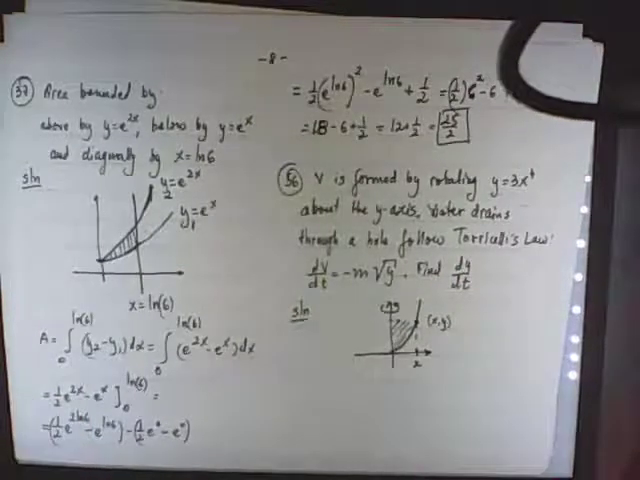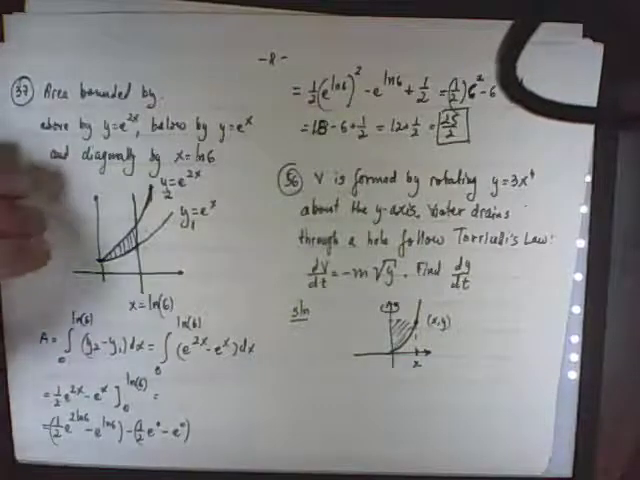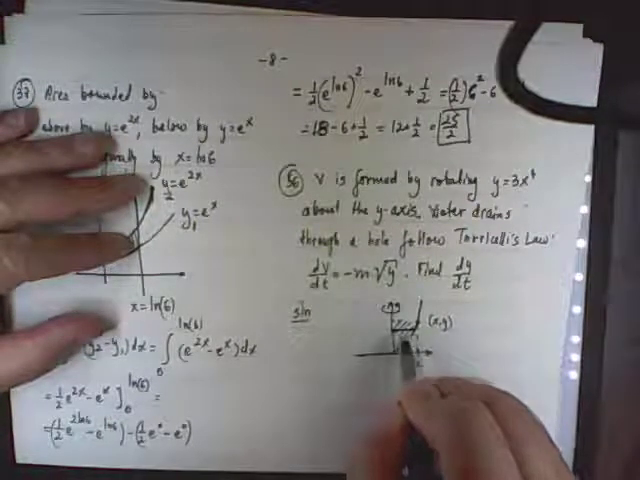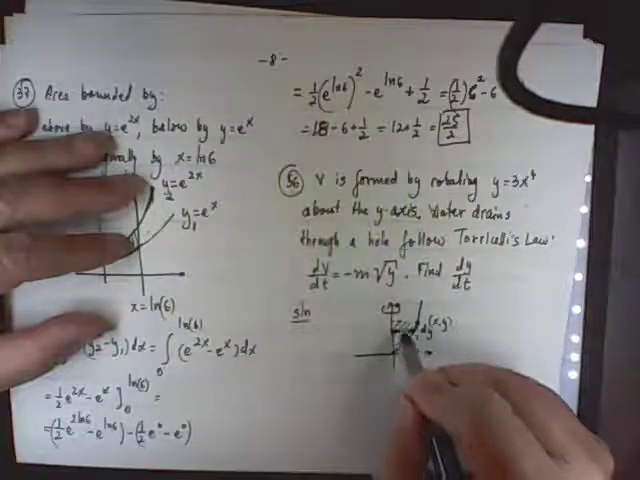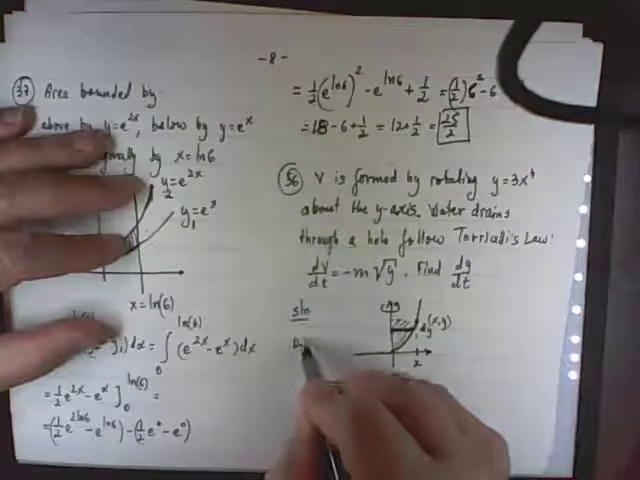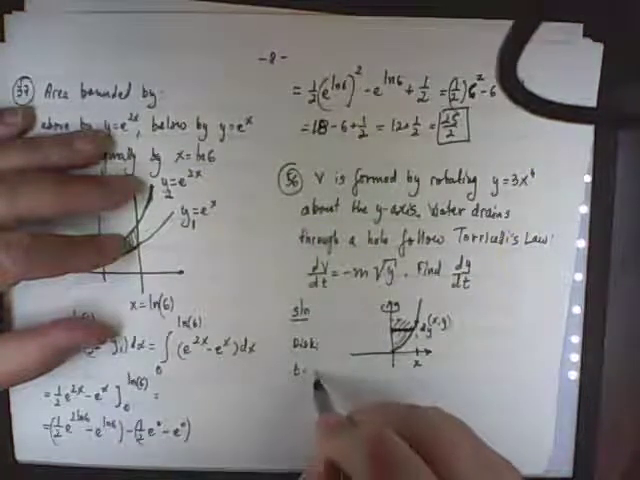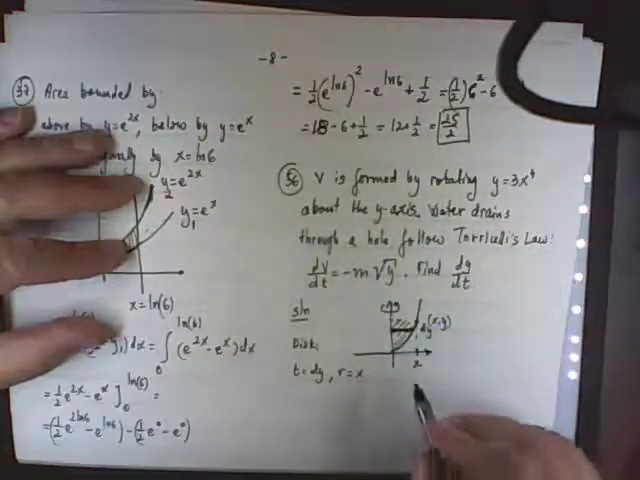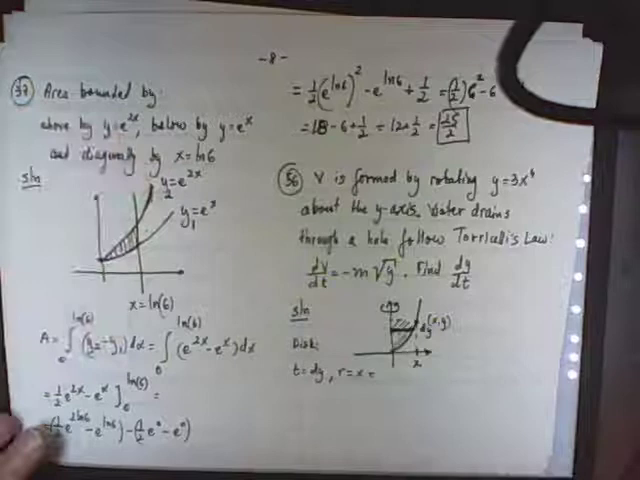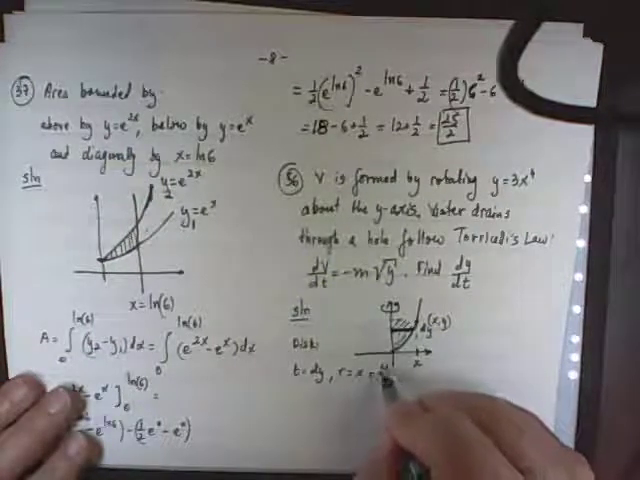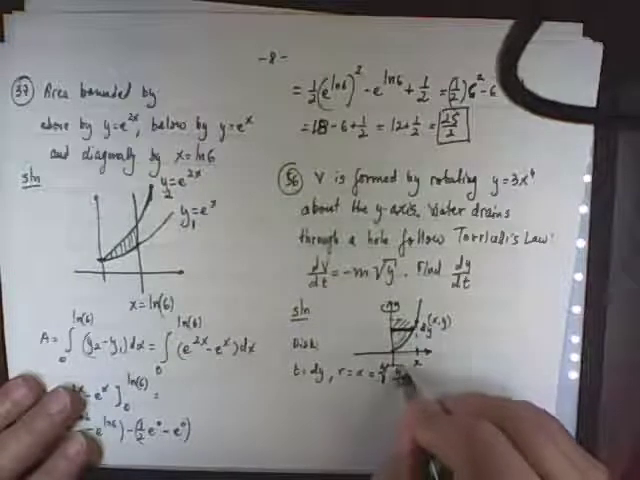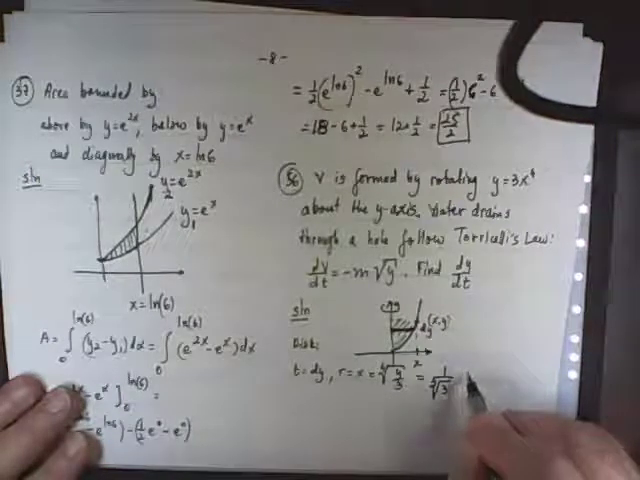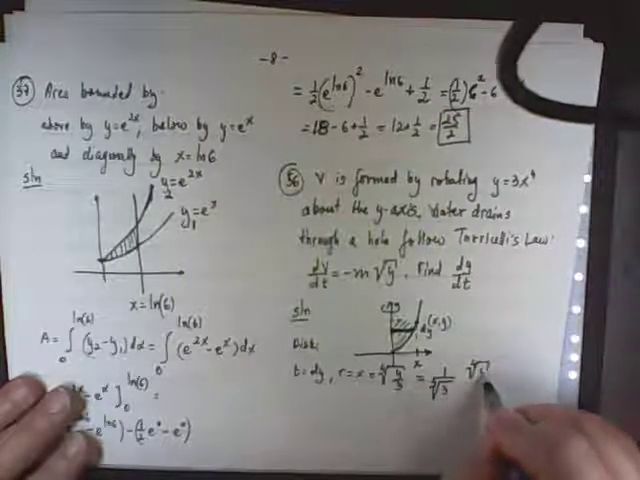I'll use the disk. What the heck, right? We have no problem with me using the disk. Disk is cool. Here's your disk. So we have dy, right? And r equals x. So the thickness equals dy, r equals x. So we need to solve for x. If y equals 3x to the fourth, then x to the fourth equals y over 3, and x equals the fourth root of y over 3. Now you can write it as 1 over the fourth root of 3, times the fourth root of y, like so.